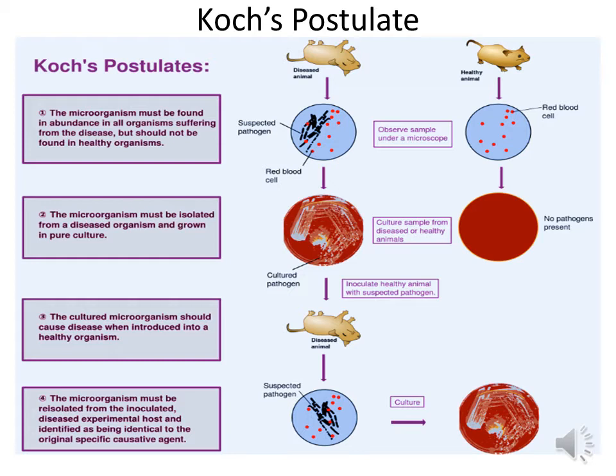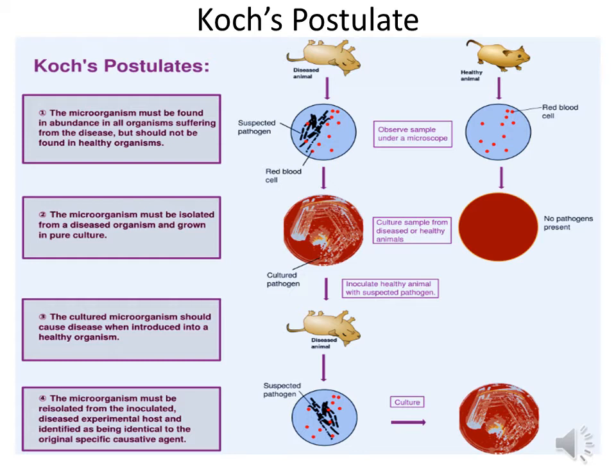To help you understand Koch's postulate more, this is an example of it. There are two types of mice in this figure, a healthy one and a diseased one. In the diseased mouse, a suspected pathogen should be found, while none should be in the healthy mouse. This is rule number 1 in Koch's postulate. Now, we take a blood sample from the two mice and grow it in the lab in a culture. This is rule number 2.